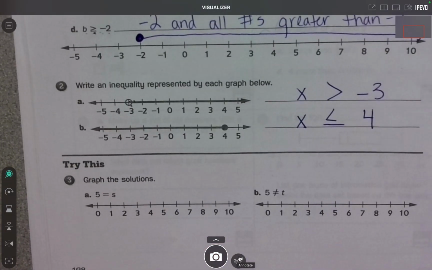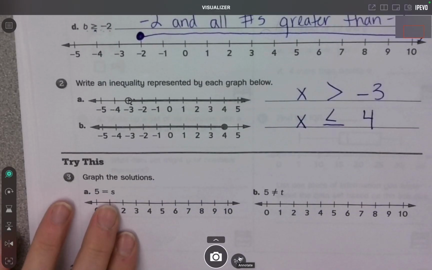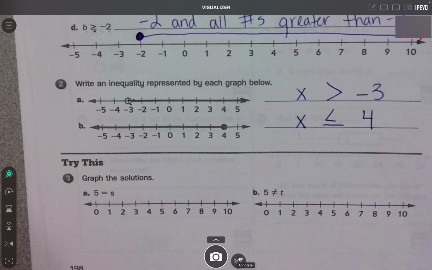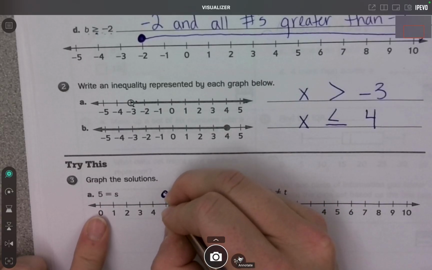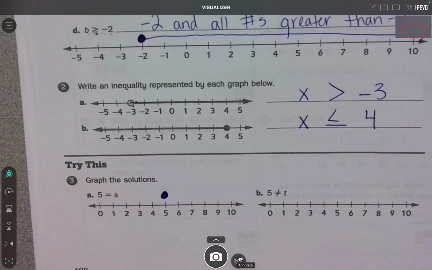Okay, and then on the bottom, we're going to graph these. Uh-oh, now they're putting equal signs. They're switching it up. So 5 is equal to S. So if it is equal, just like it could be here, and it's not an inequality, it's an equal sign, all you do is you're just putting a closed dot. It has to be 5. That's the only choice that could make it true.